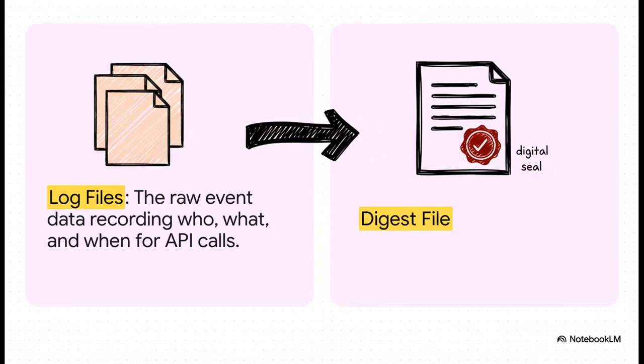Well, this is where CloudTrail gets really clever. It has this awesome feature called log file integrity validation. The best way to think about it is like this. You have your raw log files, which are like the pages of a contract. But then CloudTrail also gives you these special digest files. And these digest files are like the official, notarized, tamper-proof seal on that contract.